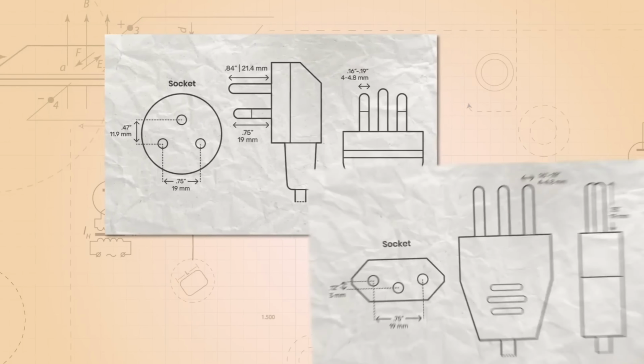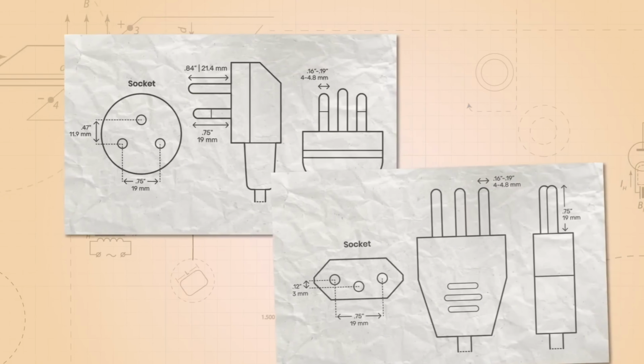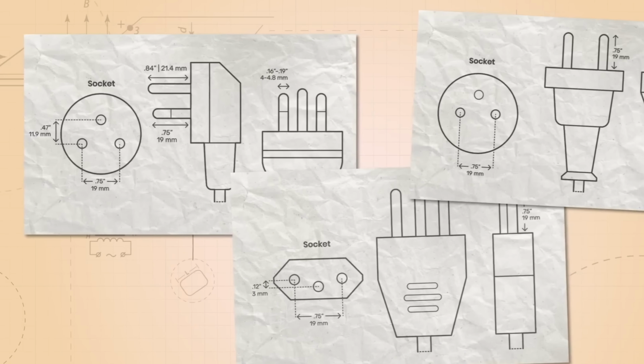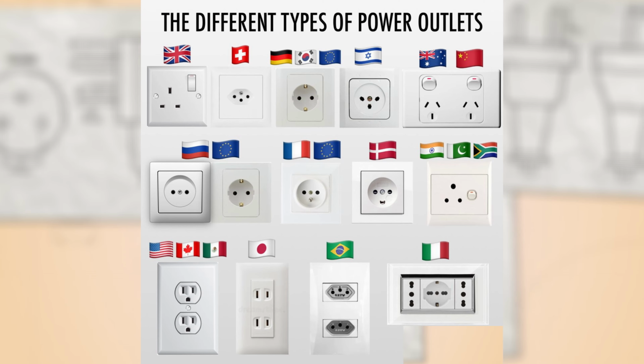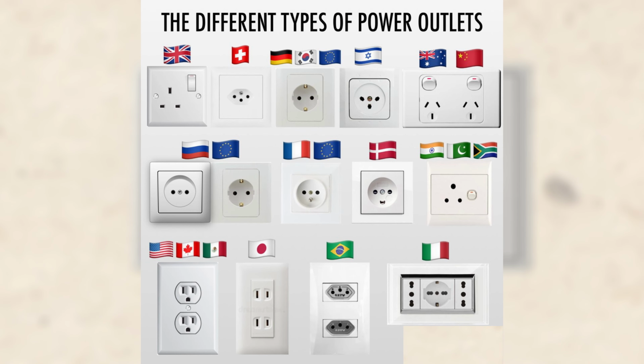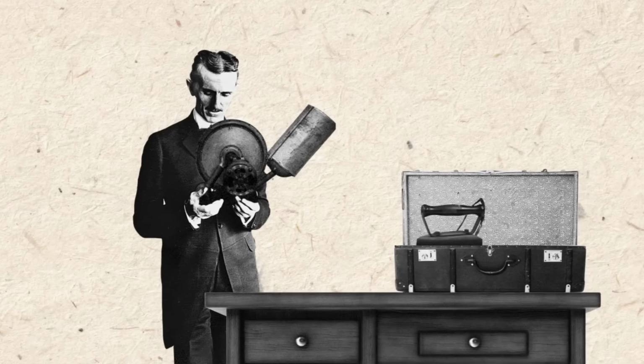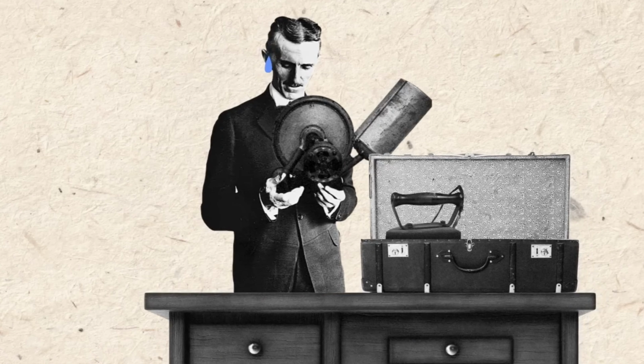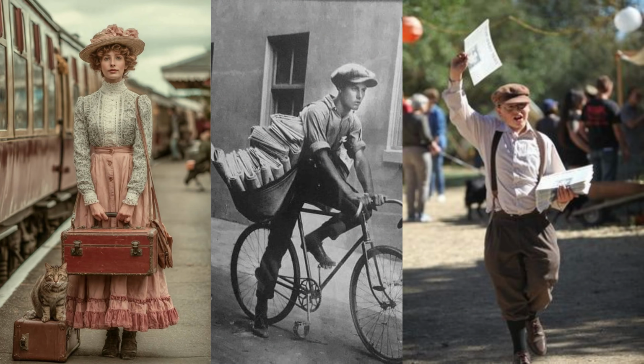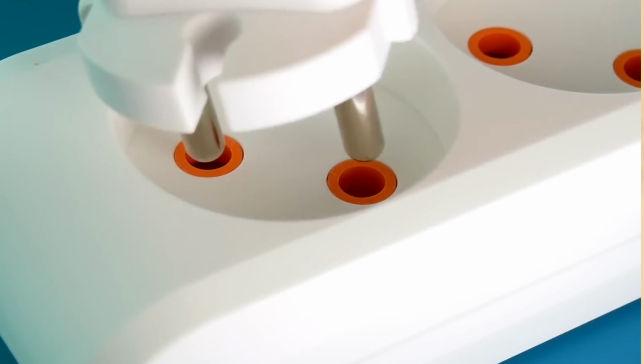It was also easier for countries to adopt designs created by local inventors rather than importing foreign standards. As a result, many nations developed their own versions of plugs and sockets. At the time, compatibility between countries wasn't a concern. People rarely traveled with electrical devices, and portable electronics didn't exist. Nobody expected appliances to be used internationally.